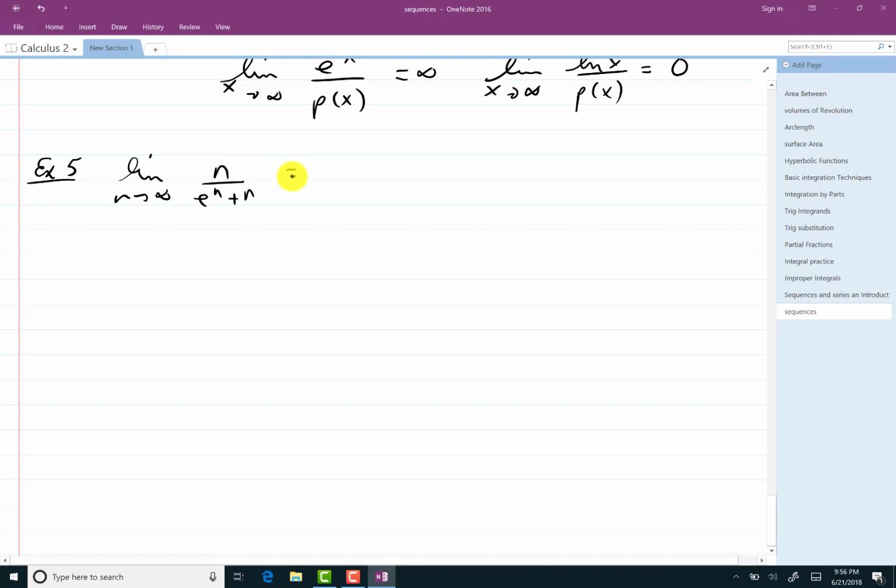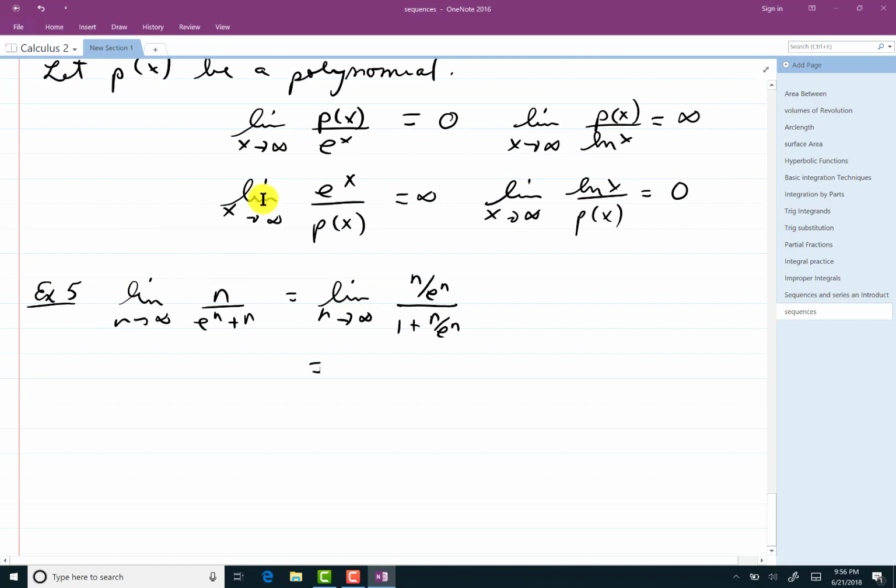Now I can make use of whatever the rule is I showed you and rewrite this in the following way. I'm going to divide top and bottom by e to the n. And now, according to the thing I just showed you up here, I'm looking at this right here. This is like n to the 1 power, if you will. This is this particular rule here. And I'll end up with 0 divided by 1 plus 0, or 0.